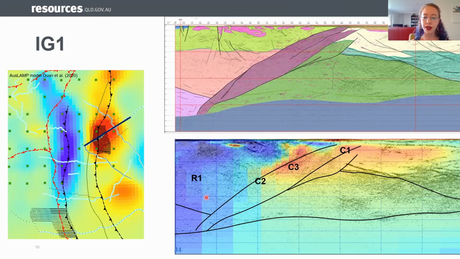And then R1 is the expression on this line of this big resistive block that runs down the center of Mount Isa. So we can see it encroaches quite far west in this inversion result. Other inversion results say it doesn't quite come this far, but it is here regardless.